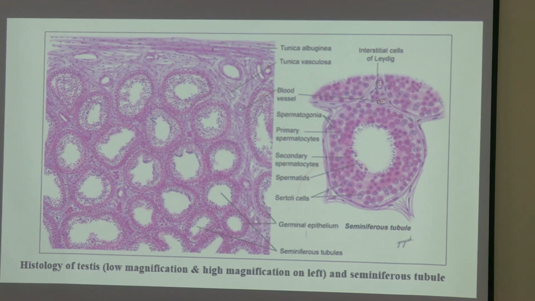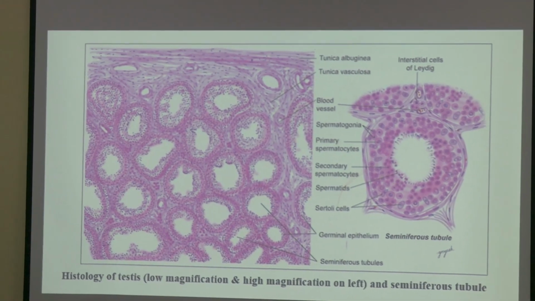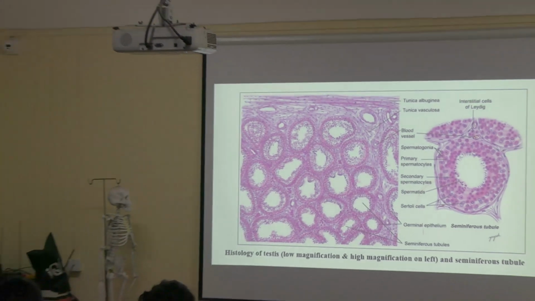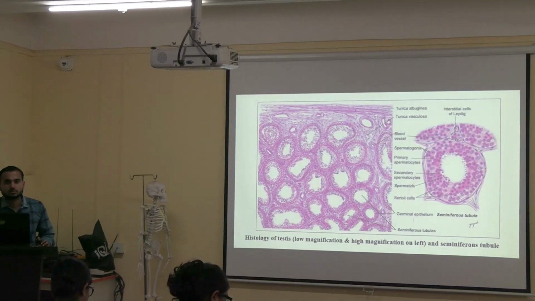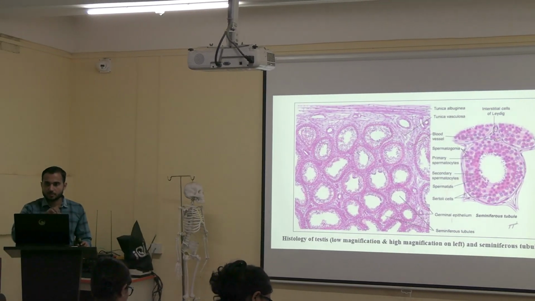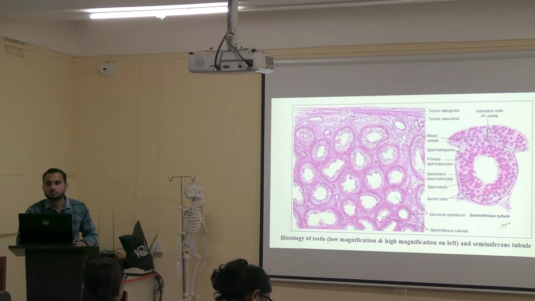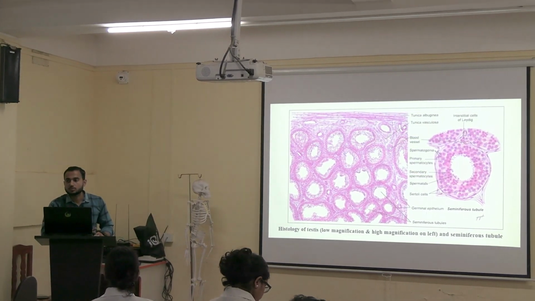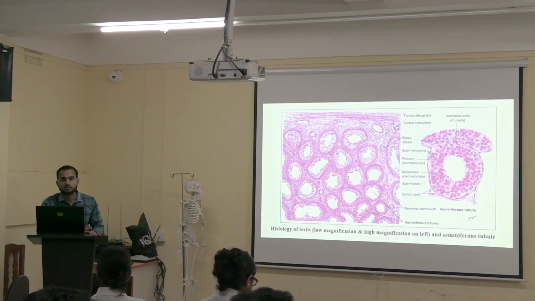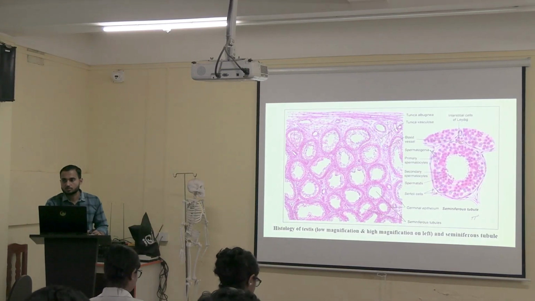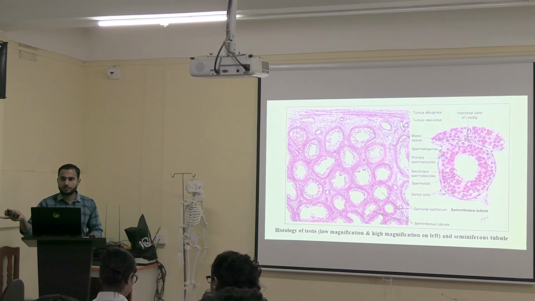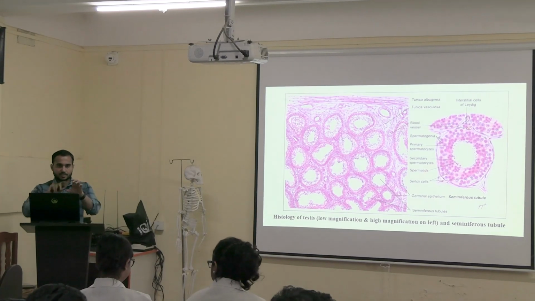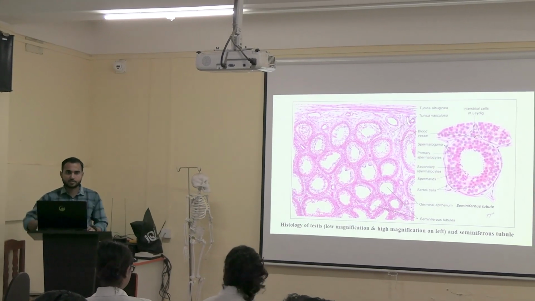Okay. After testis, what is the next structure? After testis, how are the spermatozoa traveling? Before vas deferens, there is the epididymis. Directly it can't go to the vas deferens. After testis, then epididymis, then vas deferens.